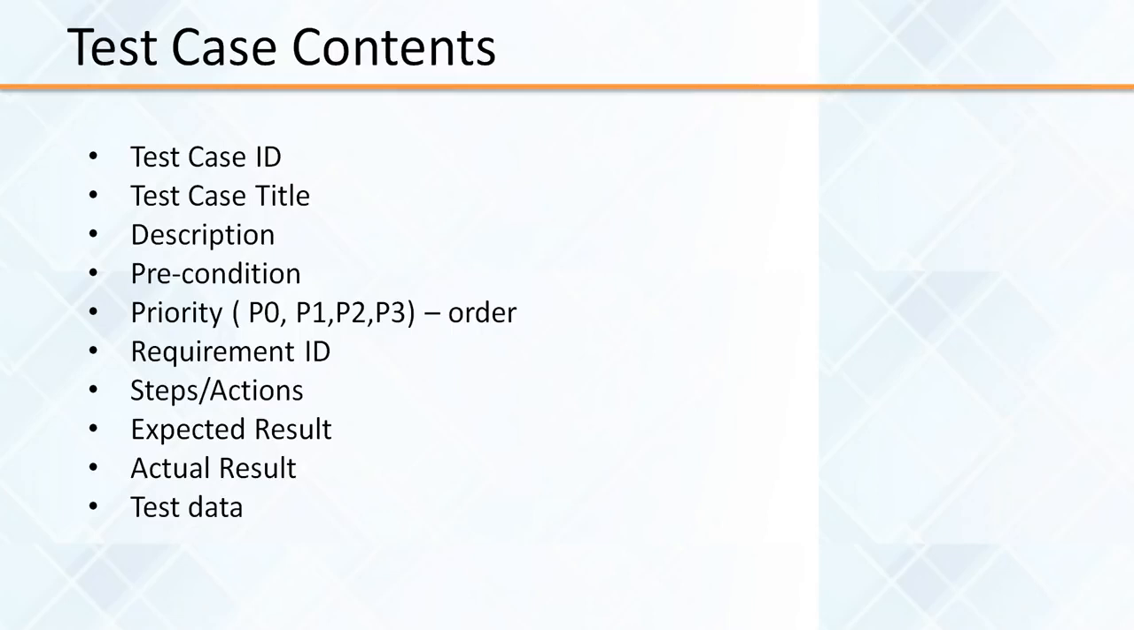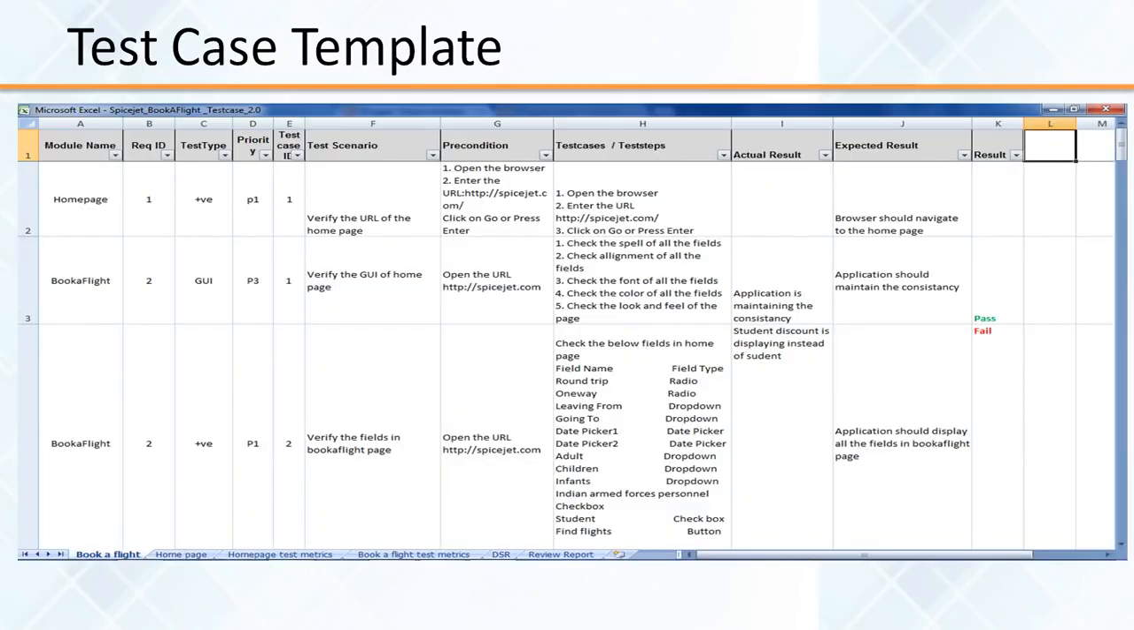So this is a test case template. Simply in the Excel sheet we will write the test cases. This is a sample template of the Excel sheet: module name, requirement ID, test type, priority, test case ID, test scenario, precondition, test steps, actual result, expected result, result. All these things will be part of the test case. This is a sample document, or test case template.